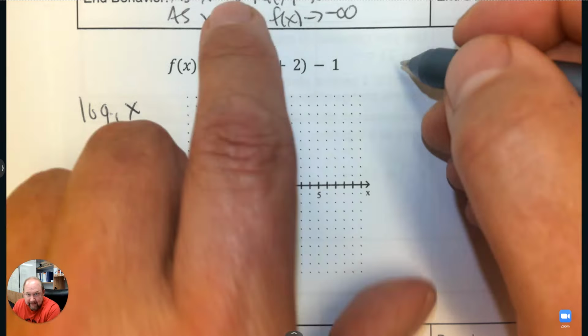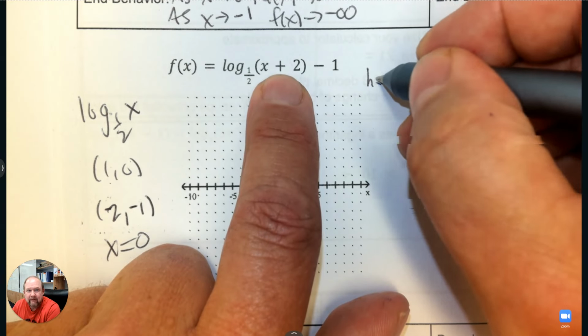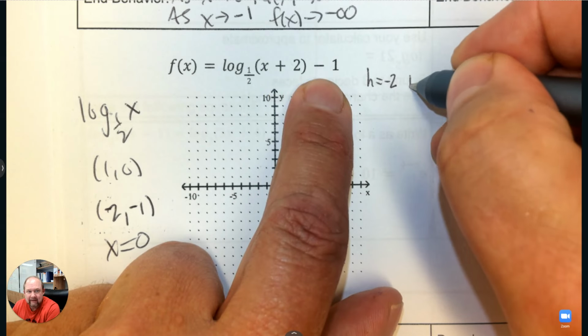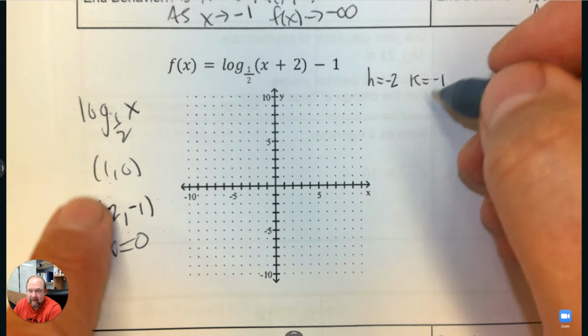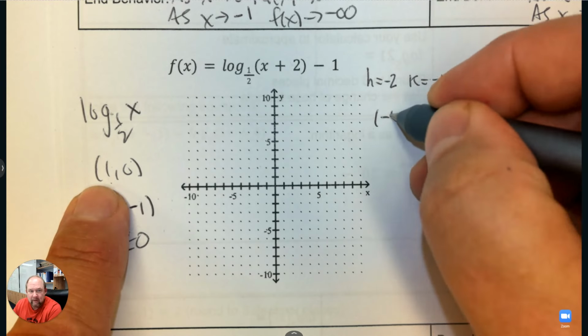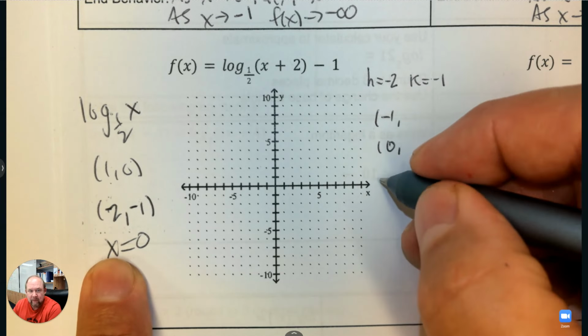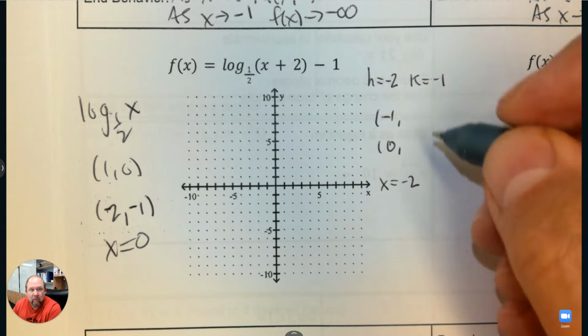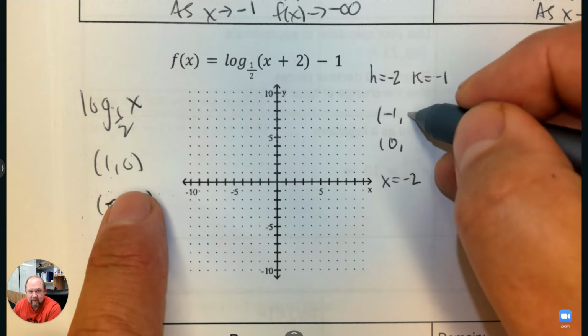Again, a is 1, so I'm not going to write it down. So the two that matter, h is negative 2 and k is negative 1. That's what I'm going to use. So to all the x values, I'm going to subtract 2. So 1 take away 2, 2 take away 2, and then 0 take away 2. The y coordinates, I'm just going to subtract 1.